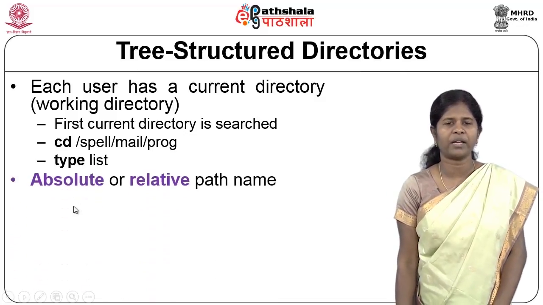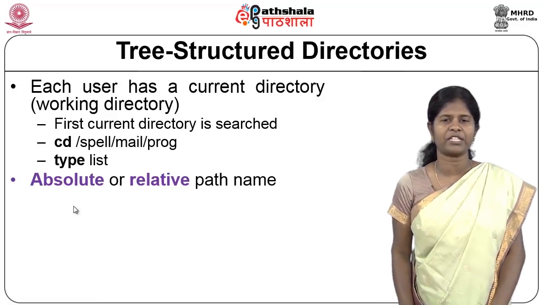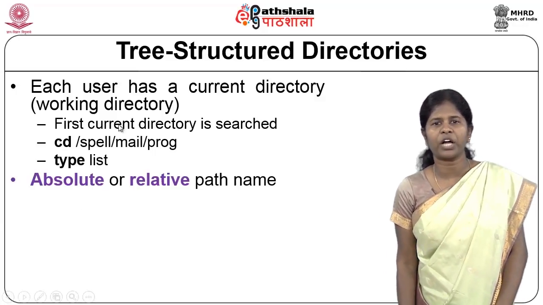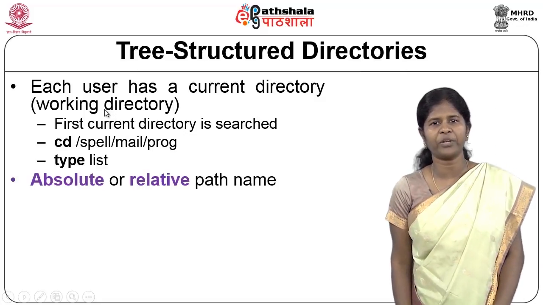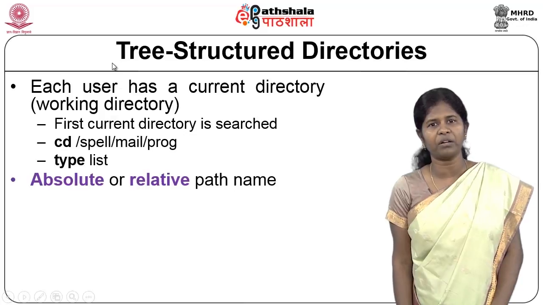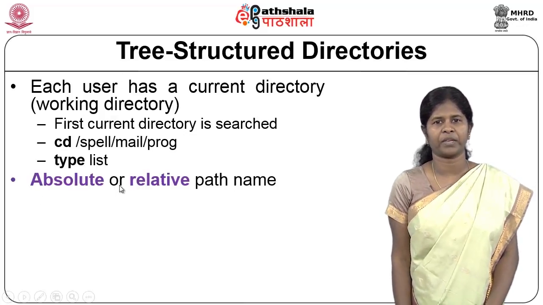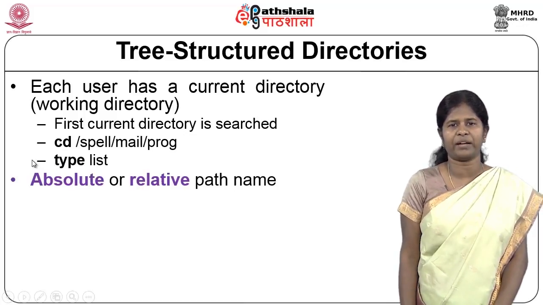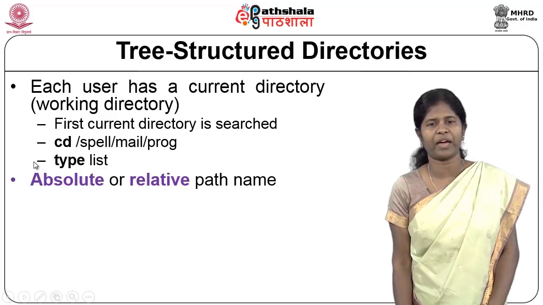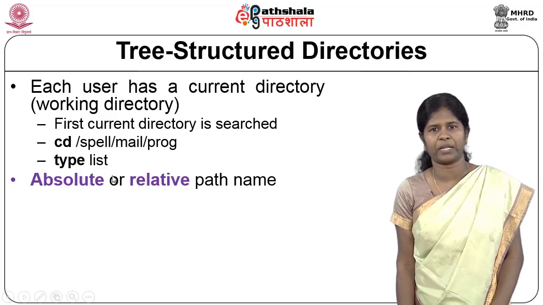And now there are two different terms that I introduced, called the absolute and the relative path name. In this context where you have a tree structure directory, if you refer to a path name starting from the root directory, then it is called an absolute path name. If you are specifying a path name which is relative to the current directory, if you start from the current directory and then specify the path name, then it is called a relative path name.